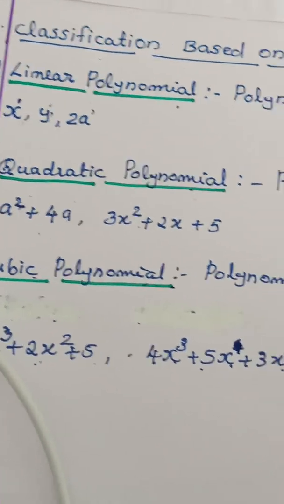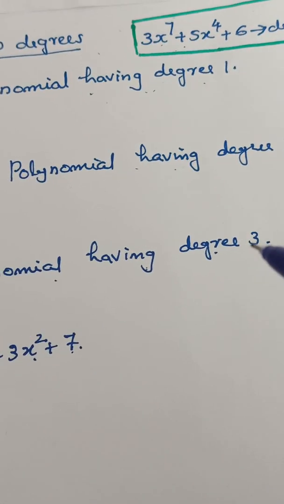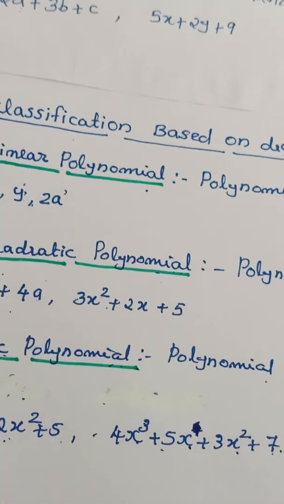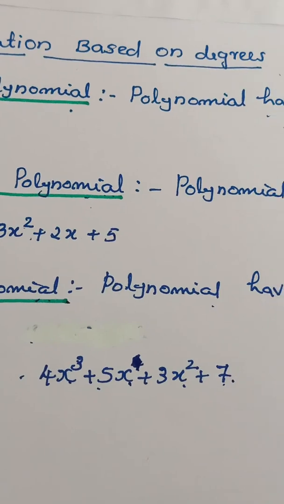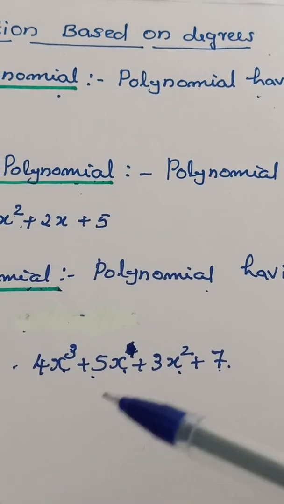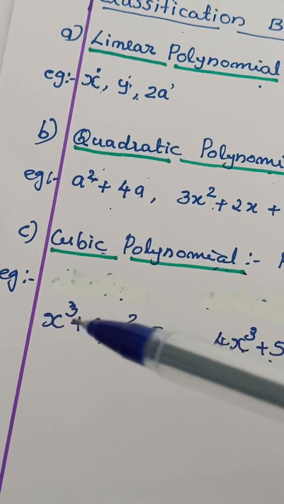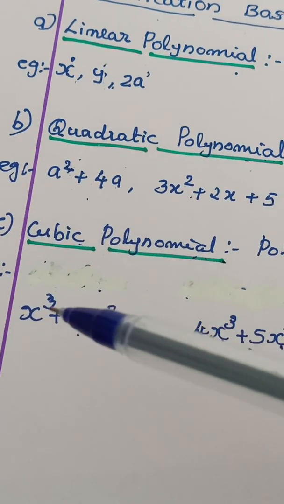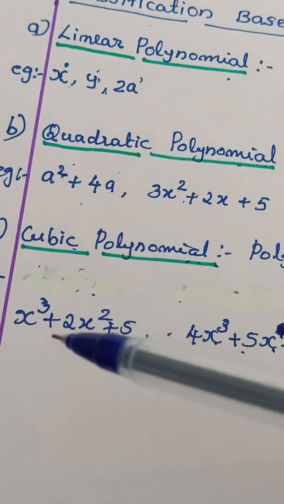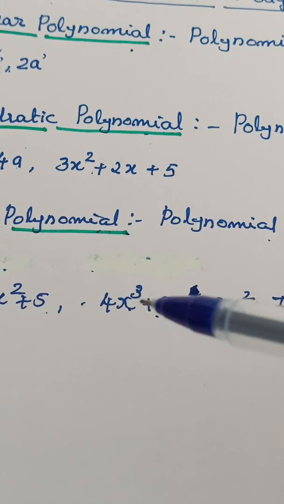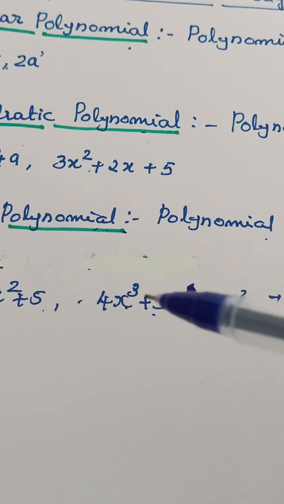Next one, cubic polynomial. Polynomial having degree 3. Example, x cube plus 2x squared plus 5. Second example, 4x cube plus 5x plus 3x squared plus 7. Here 3 is the highest power, then degree of this polynomial is 3. Here also 3 is the highest power, degree of this polynomial also 3.